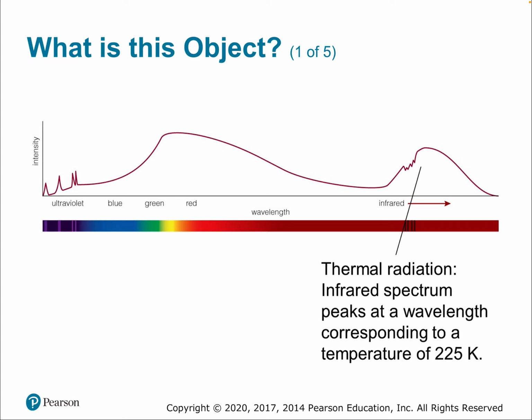Because it is actually a real object, okay? It is a real celestial body. Let's see what it is. Do you think it's a star? Right? So we see that there's thermal radiation with an infrared spectrum peaking at a wavelength corresponding to a temperature of 225 Kelvin. That might seem like a big number if you're not familiar with Kelvin, but it's time to get familiar with Kelvin. It's common in astronomy.